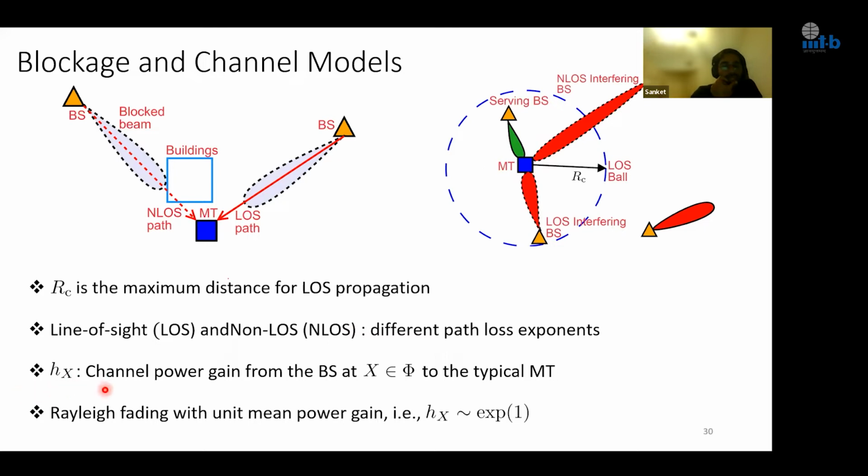We assume that there is a fading channel denoted by H_X, the channel power gain, from the base station located at some location X, where X is essentially a coordinate relative to the typical mobile user. For the analysis, we assume Rayleigh fading with unit power, but this analysis can be extended to Nakagami fading and other fading as well. And I will show in the numerical simulation results that the trends we observe for Rayleigh fading are exactly the same for Nakagami fading. Although the analysis becomes very complex for the Nakagami fading model, the Rayleigh fading model is good enough to see the trends in beam management, how the different aspects of beam management affect the performance of the user.